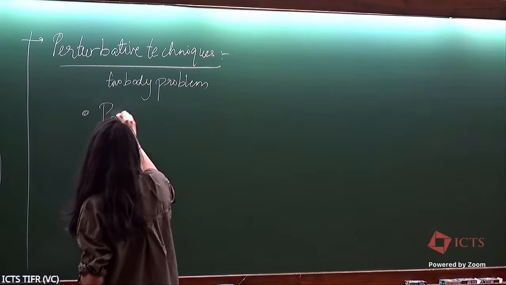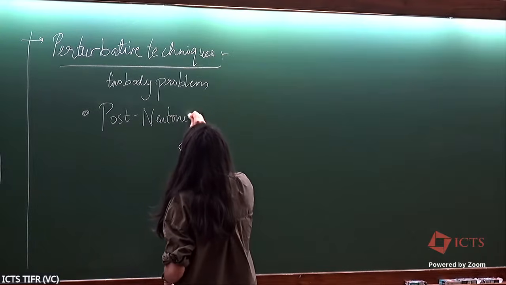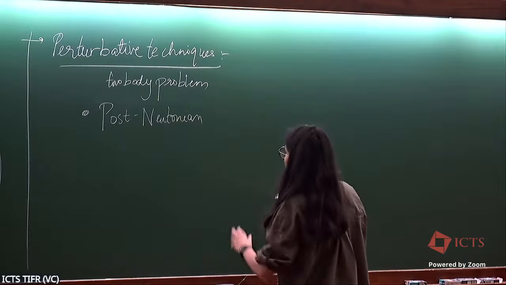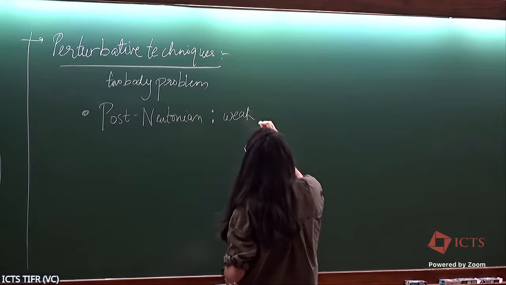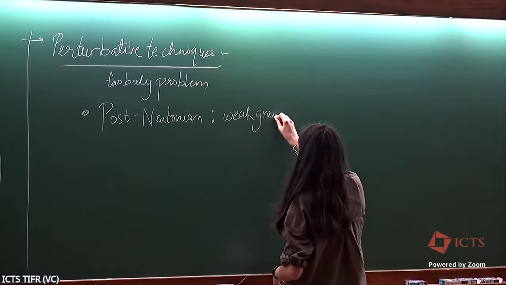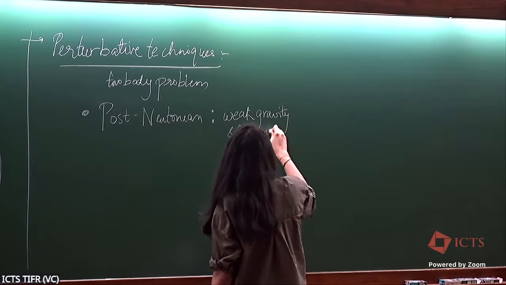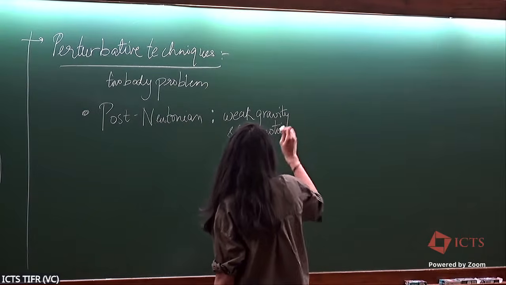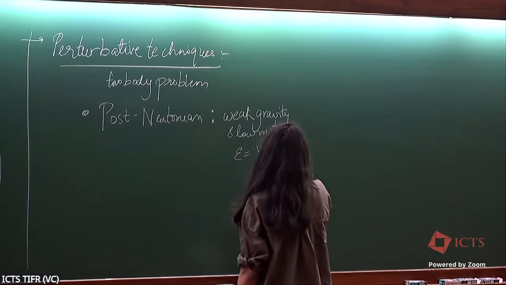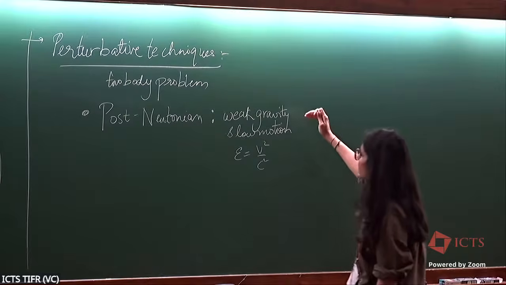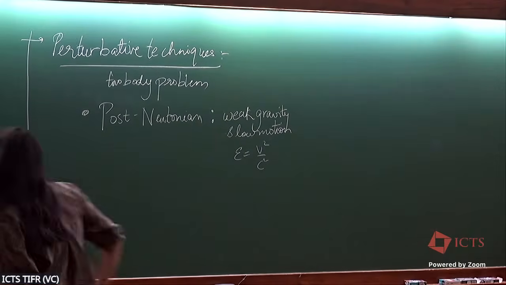One is post-Newtonian, that we used entirely so far. And post-Newtonian is weak gravity and slow motion. The expansion parameter here is v squared over c squared. But when we consider this assumption, we are not making any assumption on the symmetric mass ratio nu. So it's exact in nu.